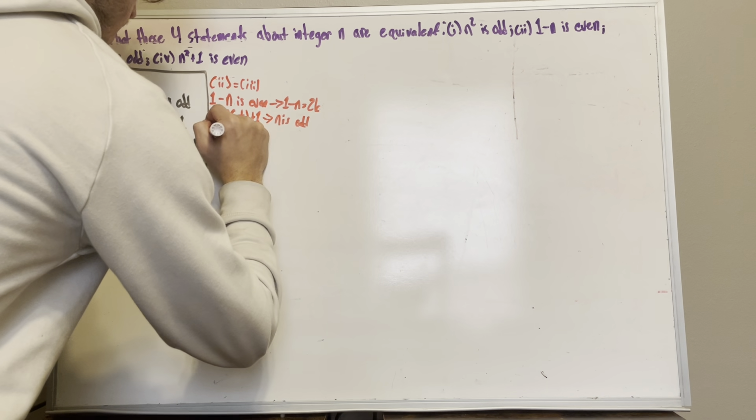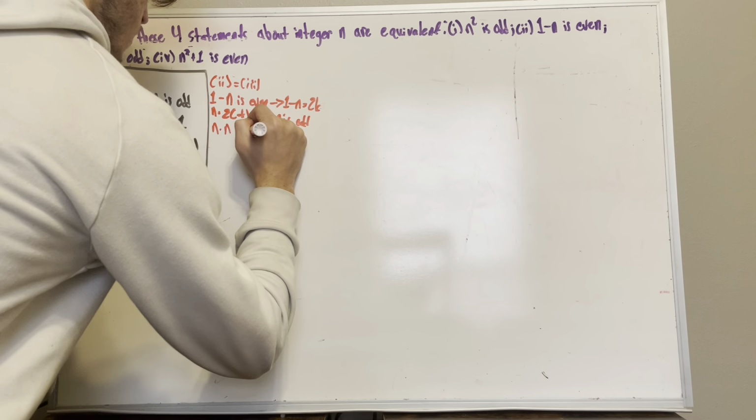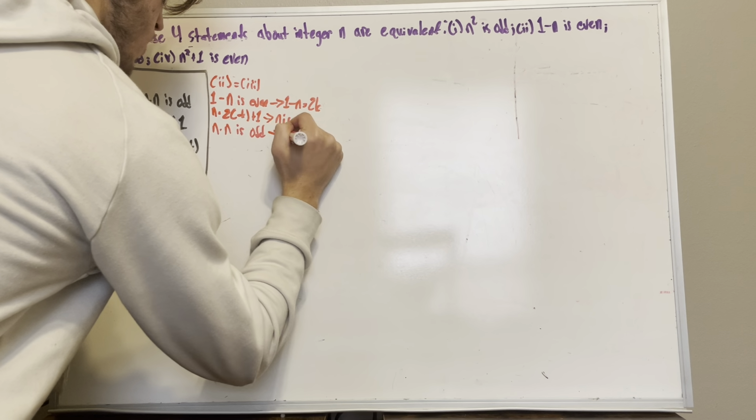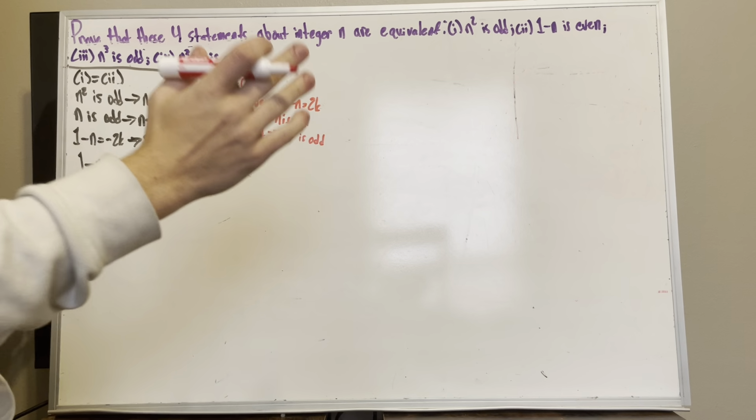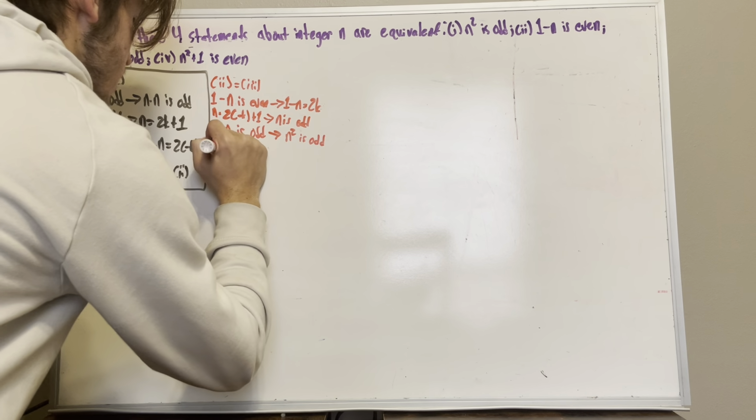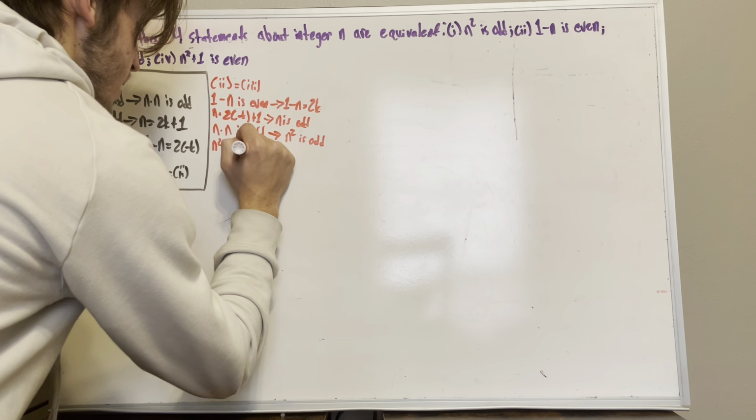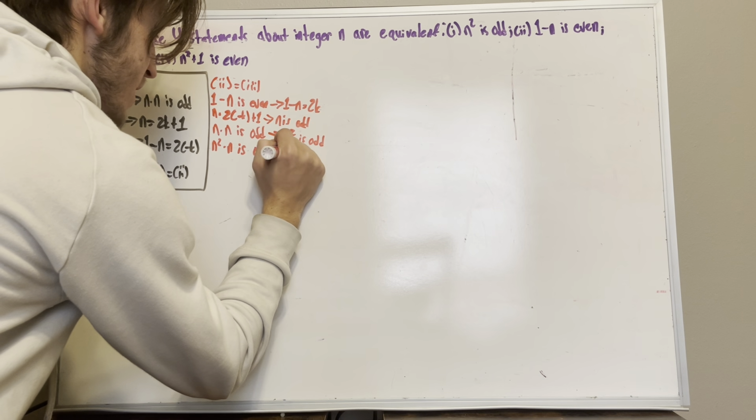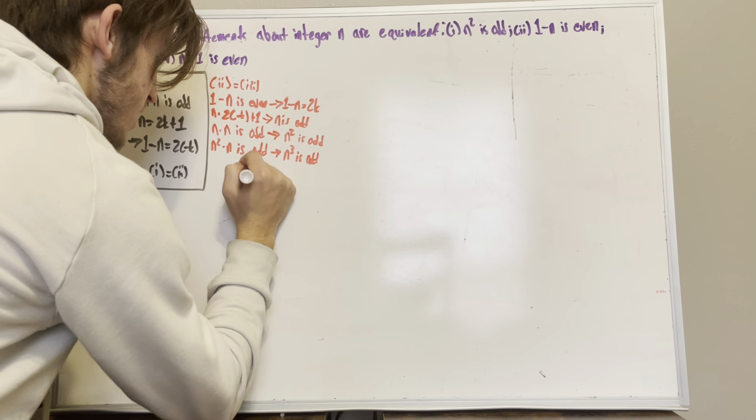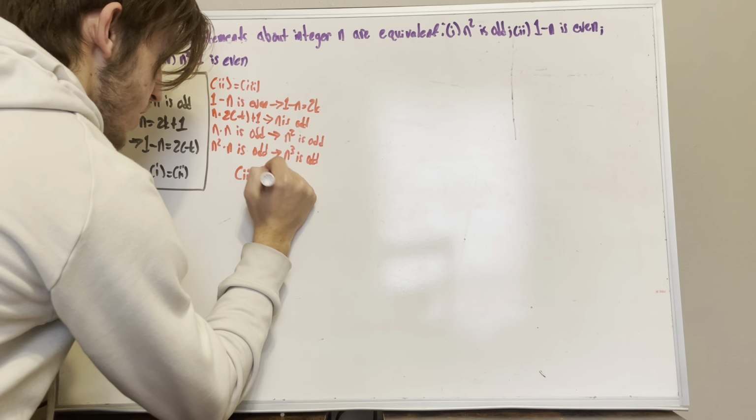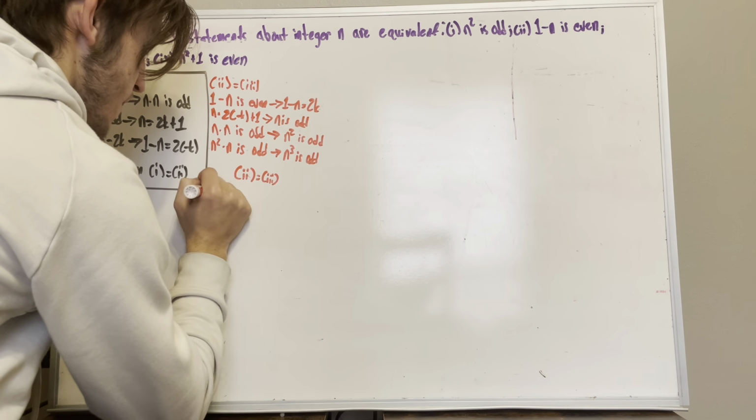So if n is odd, n times n is odd, which means n squared is odd and also an integer. And if n squared is odd and also an integer, that means n squared times n is odd, which means that n cubed is odd. Thus, we have proven that statements 2 and 3 are equivalent to each other.